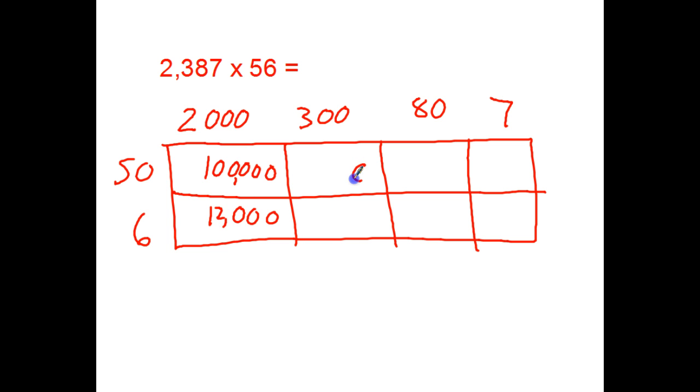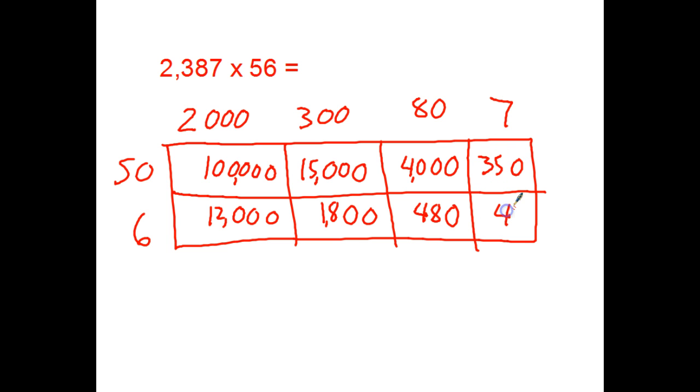300 times 50, 3 zeros, 3 times 5 is 15, so that's 15,000. 6 times 300, 2 zeros, 6 times 3 is 18, so 1,800. 80 times 50, 2 zeros plus 8 times 5 is 40. I think we did that on the last page. 6 times 80, 1 zero, and 6 times 8 is 48, so 480. 7 times 50, 1 zero, and 7 times 5 is 35, and 7 times 6 is 42.